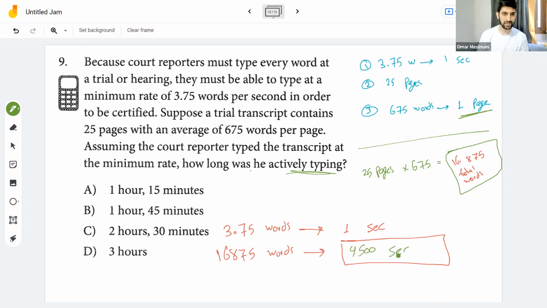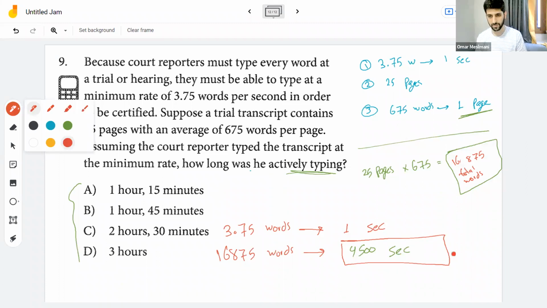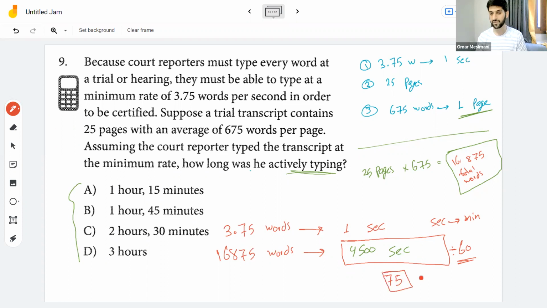So as you can see, all answers are in hours or in minutes. So let's try to change seconds into minutes. How do you change seconds into minutes, do you remember? Divide by 60, all right? So just divide by 60, so you change from seconds into minutes. When you divide 4,500 by 60, you will get 75. So what do we have right now? 75 minutes, which is an hour and 15 minutes. And that's how you solve the question.